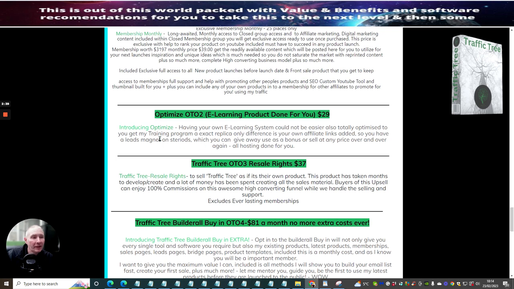Okay, Optimize 2, which is the e-learning product done for you, at $29. This is introducing Optimize, having your own e-learning system. It could not be easier. Also totally optimized to you, so you will be able to get the training program, an exact replica, but the only difference is you have your affiliate links built inside this, which you can sell and make money online. All the hosting is taken care of. It's a done for you system.